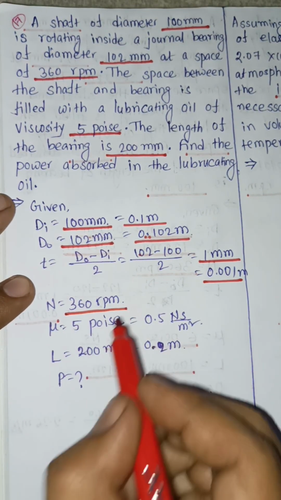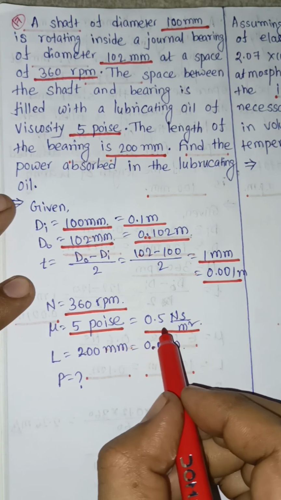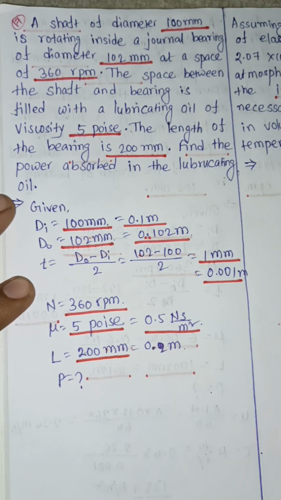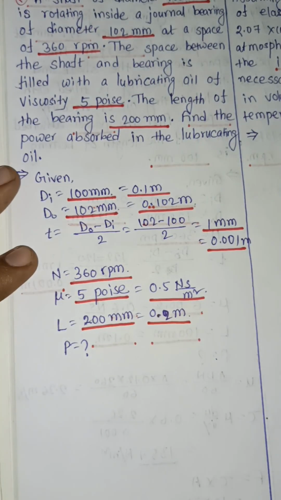Now speed that is given 360 rpm, viscosity 5 poise, that will be equal to 0.5 Newton second per meter square. Length of the cylinder that is 200 mm, that is 0.2 meter. So you have to calculate the value of power.